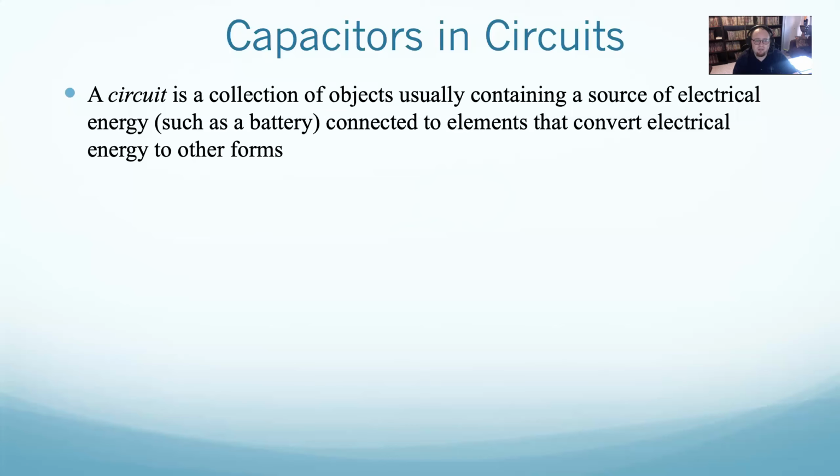But a circuit is a collection of objects, usually containing a source of electrical energy, such as a battery, connected to elements that convert electrical energy to other forms. That's a stupid way to say a circuit is something that uses energy to do something. You put in energy, it does a thing. What it does depends what you made it to do. Circuits is just all of your electronic devices. And right now, I'm going to talk about just capacitors in circuits. And we're going to get to other various pieces as we go.